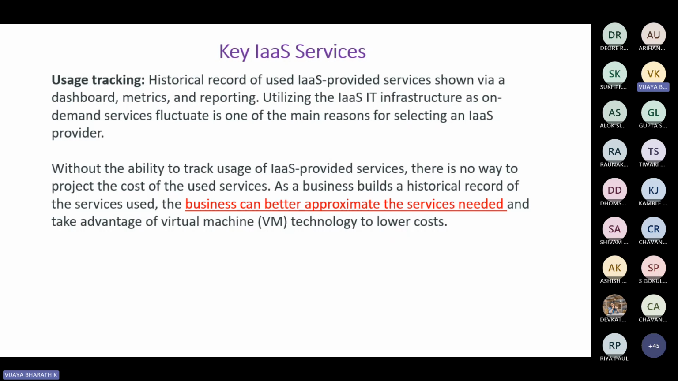So utilizing the IaaS IT infrastructure as an on-demand service can fluctuate, for one main reason: it is based on the provider. Provider to provider, it will be different.